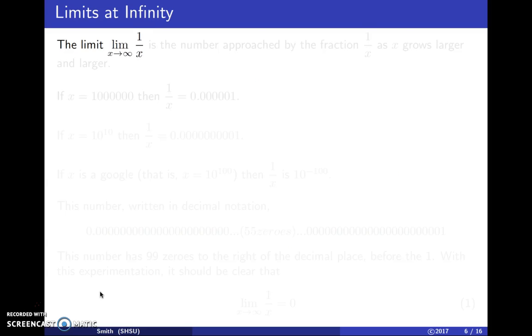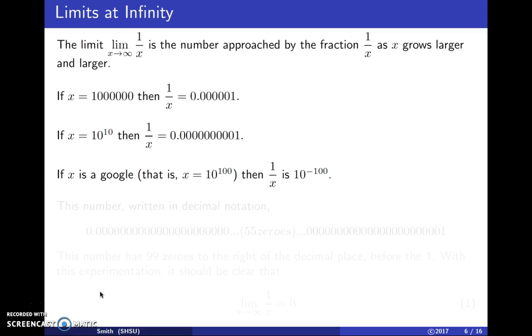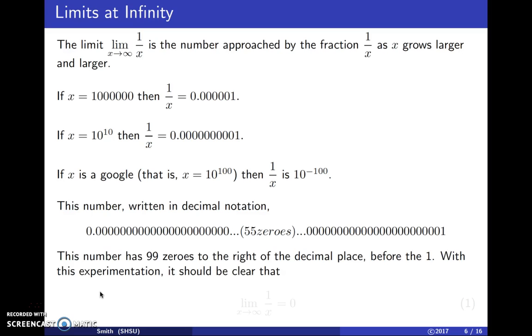The limit as x goes to infinity of 1 over x is the number approached by this fraction 1 over x as x grows larger and larger beyond bound. This is an important limit we need to know. If x is a million, then 1 over x is a millionth. If x is 10 to the 10th, 1 over x is 10 to the minus 10. That is an expression with 9 zeros and a 1 after the decimal place. If x is a googol, I misspelled it again, then 1 over x is 10 to the minus 100th, and so on. In decimal notation, that would be 99 zeros followed by a 1.